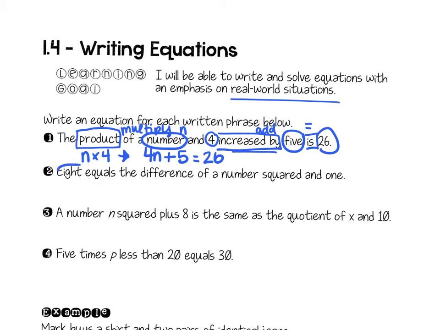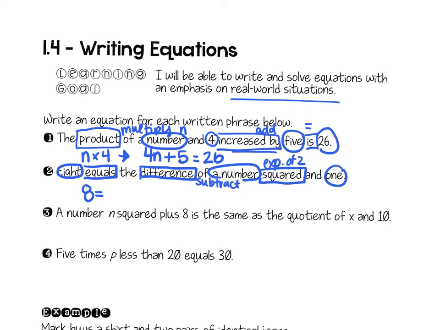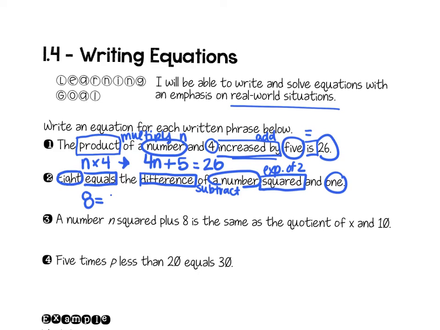So 2, so again, I'm going to circle my numbers, box my keywords. So 8 equals, sounds pretty straightforward, the difference. So difference tells us to subtract of a number, so there's that variable again. Squared, that means exponent of 2, and 1. So 8 equals the difference of a number squared and 1. So we're going to do a number squared would just be n squared and minus 1.